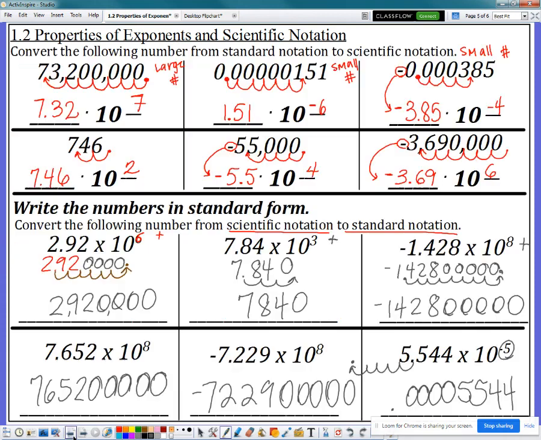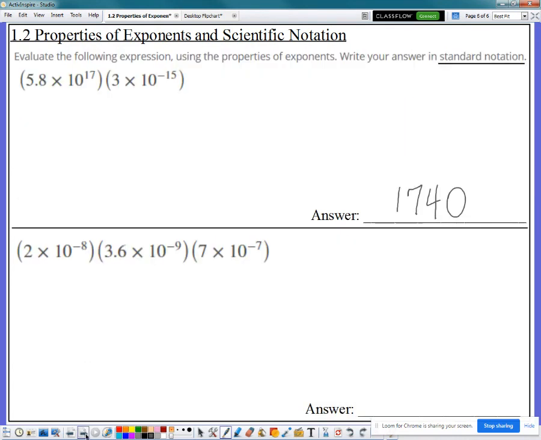Because if you already forgot, standard form is this. This is standard form, because here we converted from standard form to scientific. So we don't want it in scientific notation, we want it in standard form. So that would be your answer, 1740. This would be standard notation.